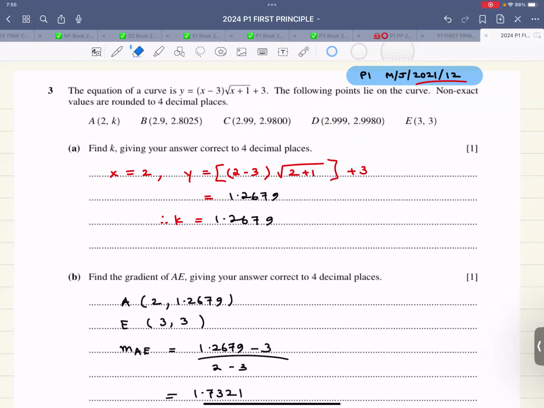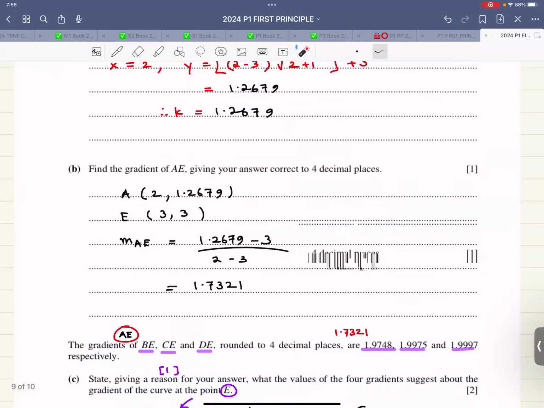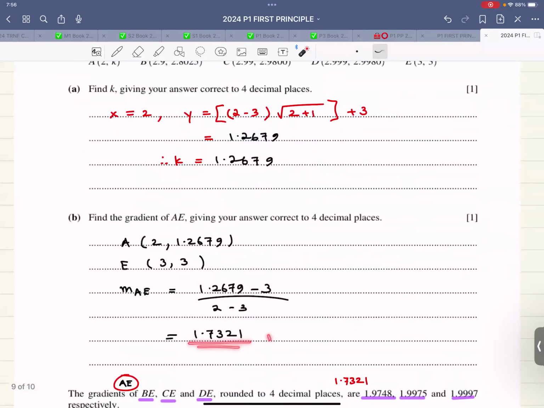First of all, it's saying, find K, giving your answer correct to 4 decimal places. So now, if I plug in this value, and I write when x is equal to 2, K is this value. This is by plugging into y, the particular value is K. That is basic maths. Find the gradient AE, giving your answer correct to 4 decimal places. So A has x coordinate 2, E has x coordinate 3. So we found the gradient of AE. So AE comes out to be 1.7321.